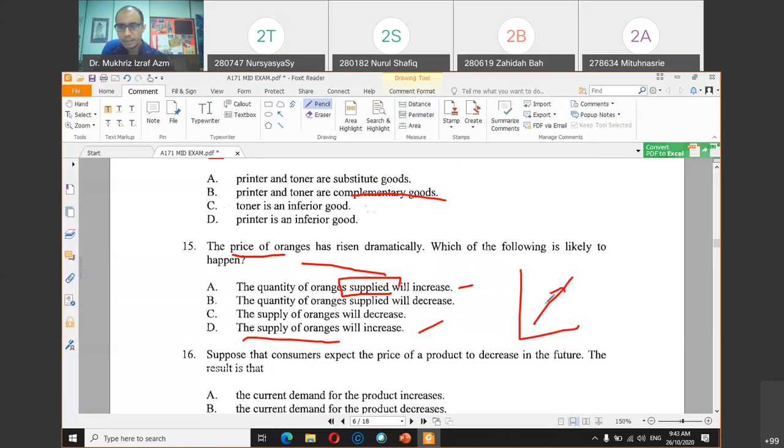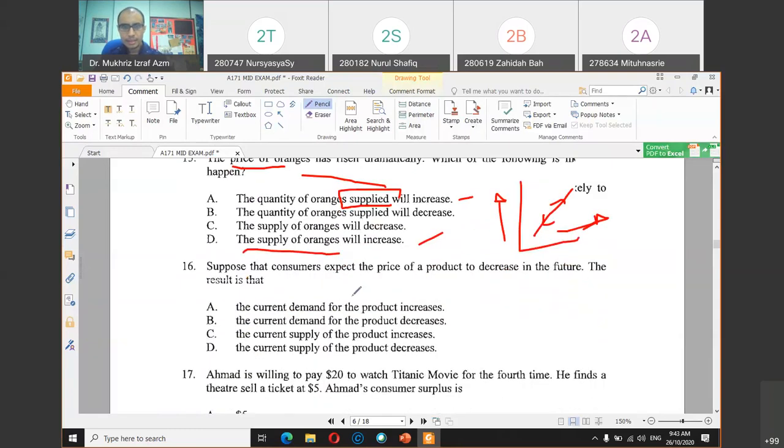Whether the quantity goes up or goes down. So an increase in the price of orange, quantity supplied will increase. That is what A is about. Supply of orange increase, if you're not talking about the price of orange, let's say the technology to produce orange has increased, or the government is giving subsidy to the producers, those who plant oranges, or anything that can cause the supply to increase other than the price. But price relates to quantity supplied.